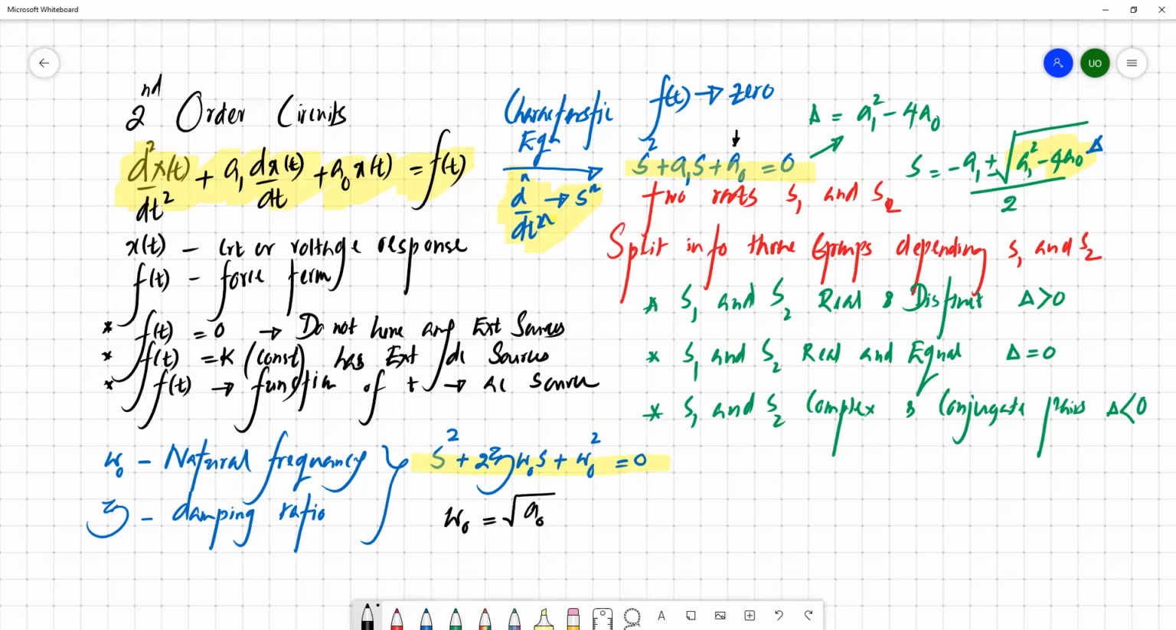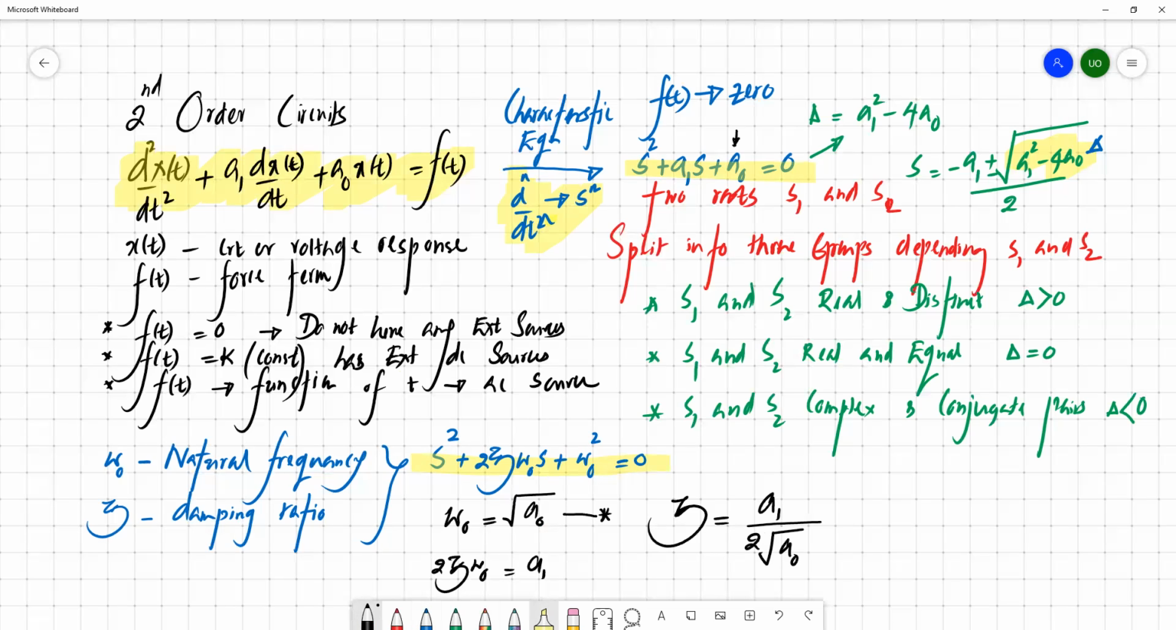So omega naught squared should be equal to A naught. From this, we can easily get the natural frequency of the circuit by taking the square root of A naught. Similarly, we can take zeta. From here, we know that 2 times zeta omega naught equals A1. Since omega naught is the square root of A naught, from this we can get the value for zeta. So it equals A1 divided by 2 root A naught.